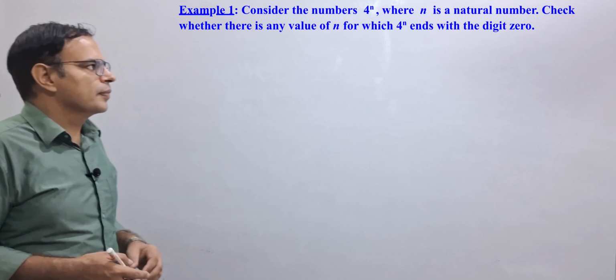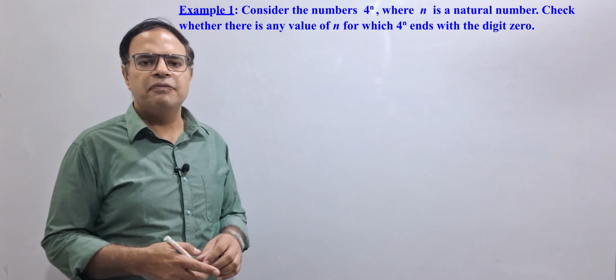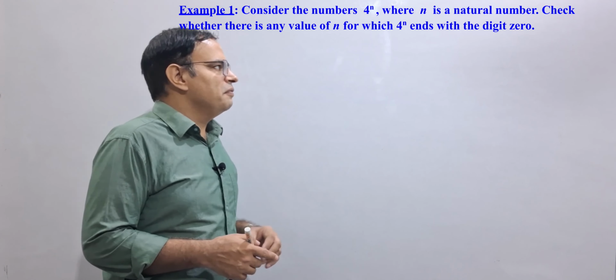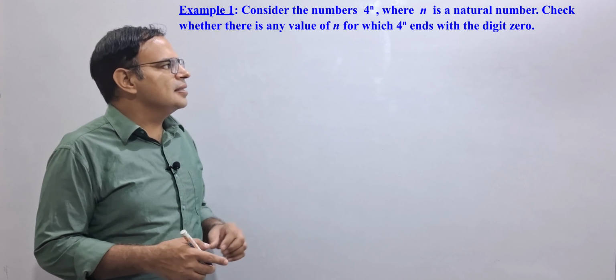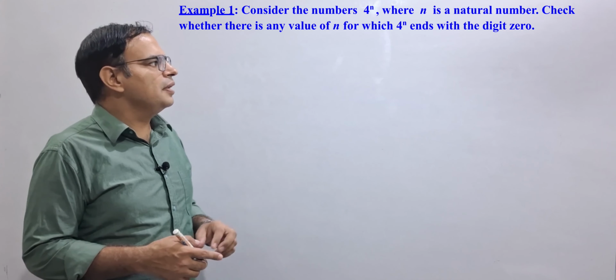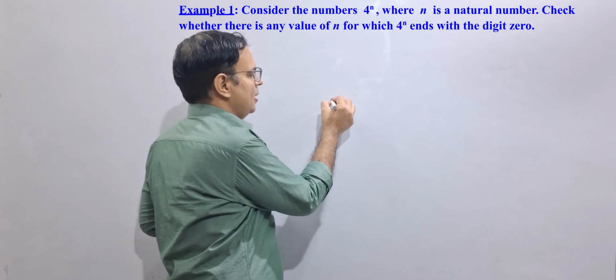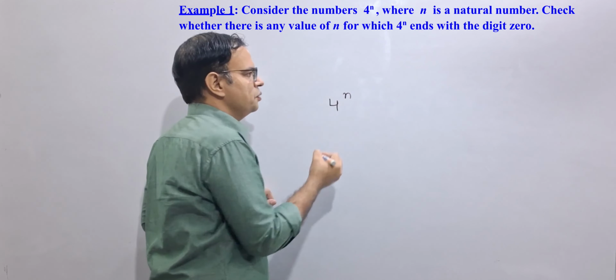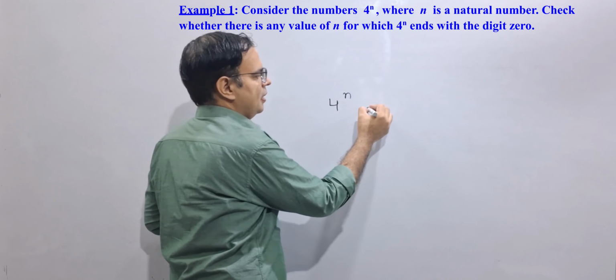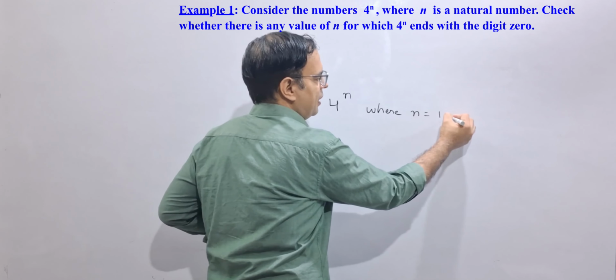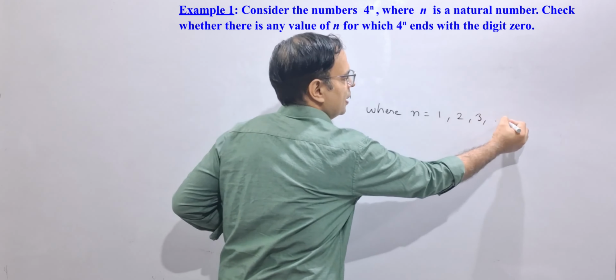I'm Naveen Elawat. Today we are going to solve example 1 of your NCERT mathematics book. Okay, we shall understand the question first. Consider the numbers 4 raised to n. Some numbers are given represented by the general formula 4 raised to n, where n is a natural number. It means n can take any value from 1 to infinity.